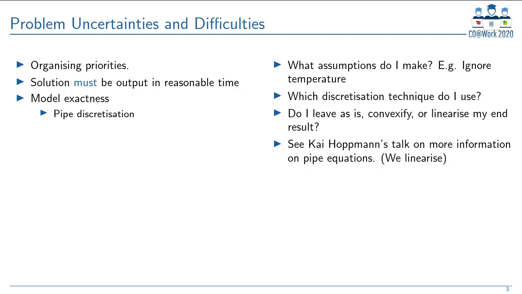Another problem difficulty is model exactness. The first example we give is for the pipe discretization. In this problem, what assumptions do I make before discretizing? Or do I even discretize to begin with? If I discretize, what discretization techniques do I use? Once I arrive at my end result, do I leave the result as is? Do I convexify or linearize my end result? In our case, you should see Kai Hopman's talk for more information, because he goes quite deep into the pipe linearization. But, as a summary, we linearize by using a neat trick with the velocity.